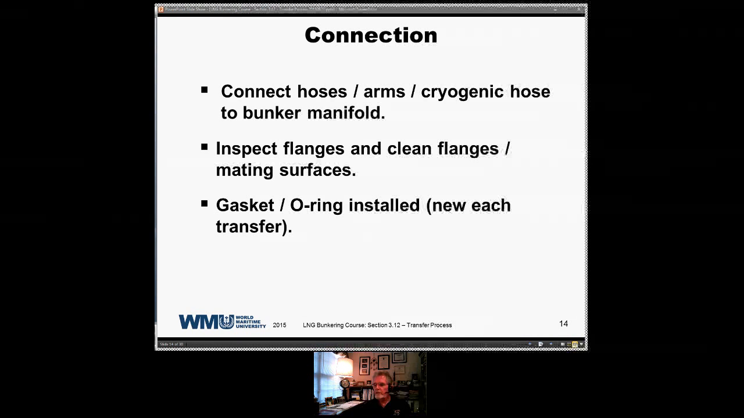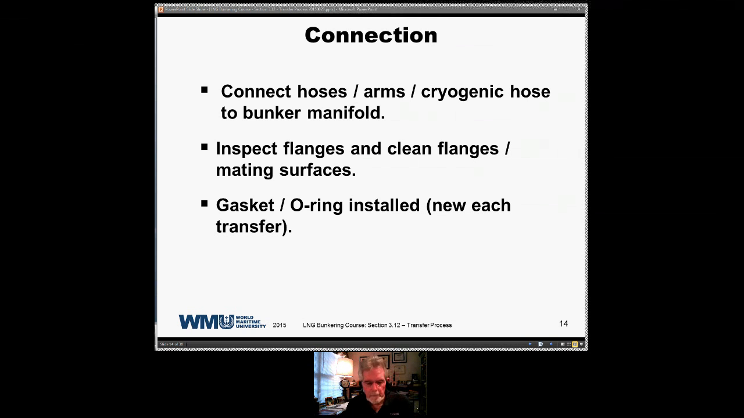It's incumbent upon the terminal. Usually, the terminal supplies the O-rings on their arms, and if it's a gasket operation, usually the ship is responsible for having a supply of gaskets on board the ship. This is something that usually will get covered and discussed at the pre-transfer meeting during the signing of the declaration of inspection or declaration of safety and whatnot. Who is going to provide what?